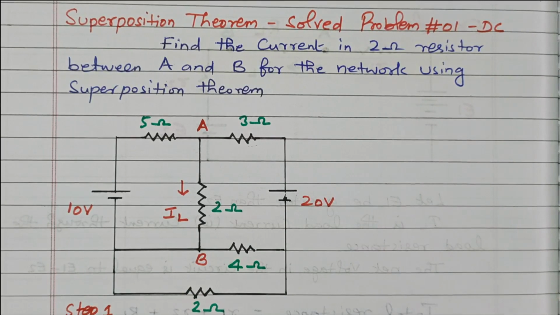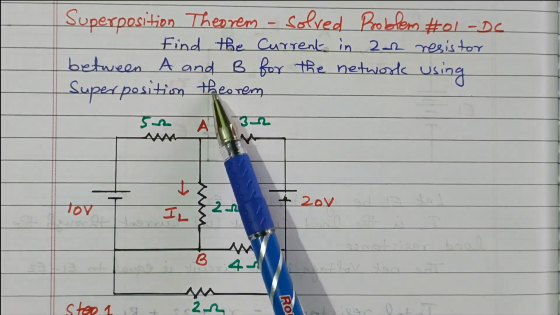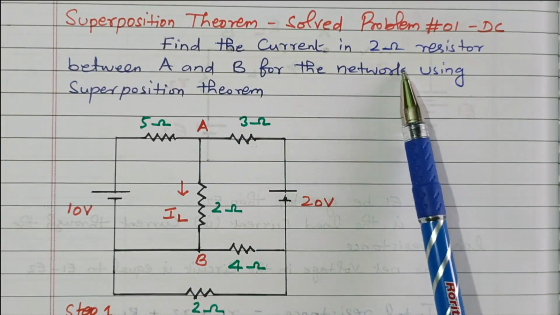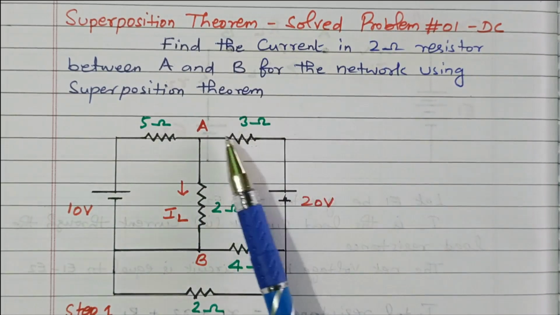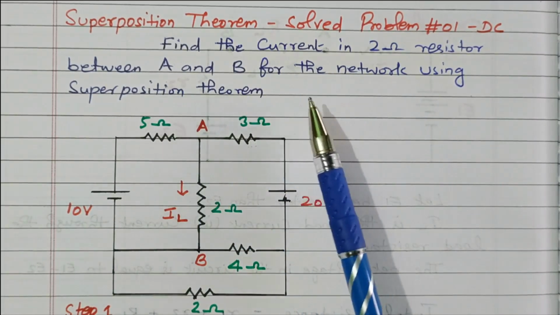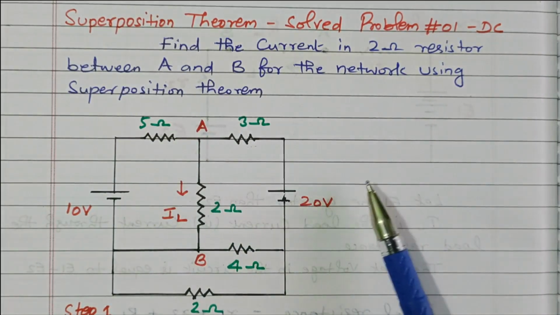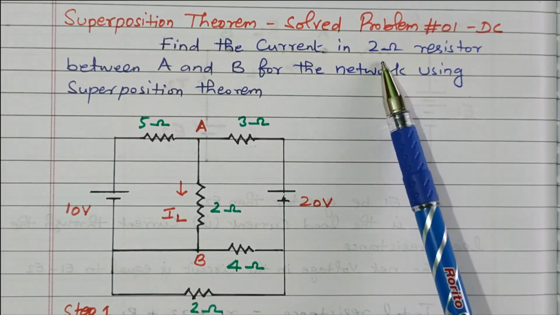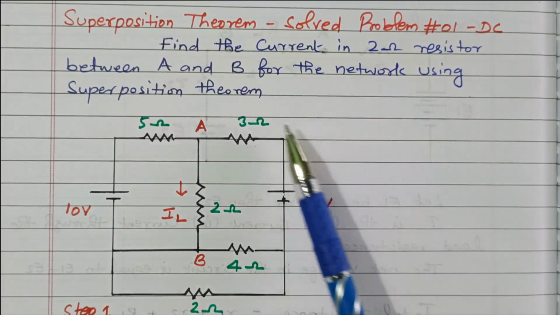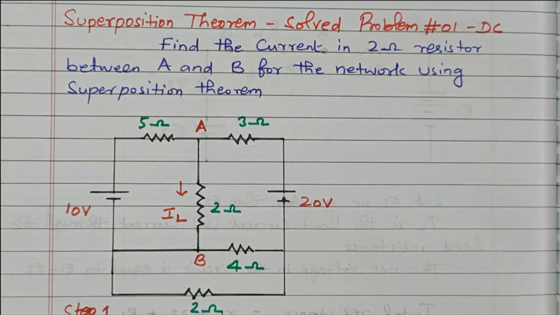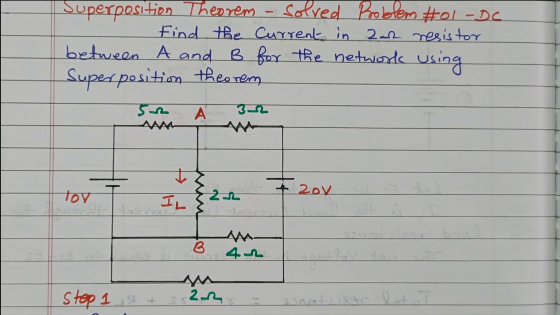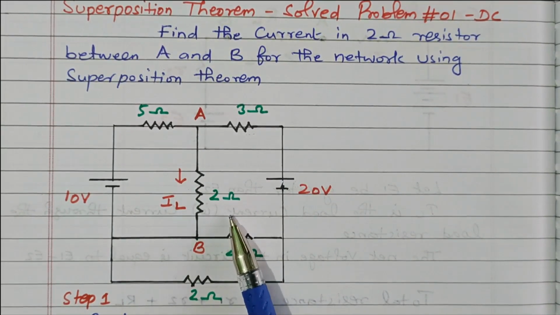Now we'll go to the topic. The statement of the problem is: find the current in the 2 ohm resistor between A and B for the network using the superposition theorem. We need to find the current flowing through the 2 ohm resistor. It is marked as AB. Now refer to the diagram. The network is available, and we need to find the current flowing through this 2 ohm resistor.